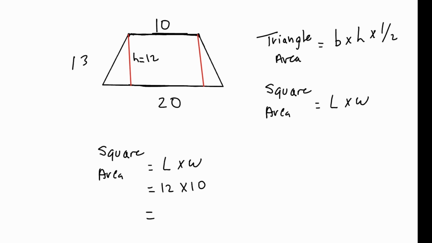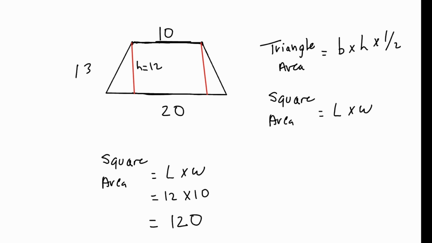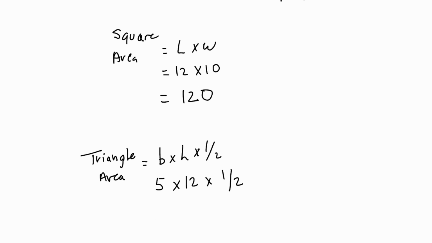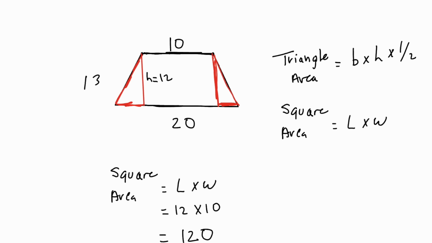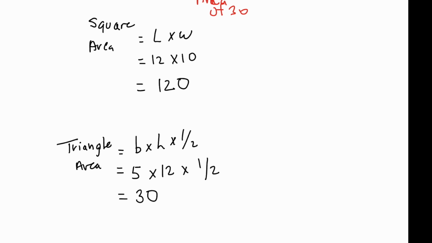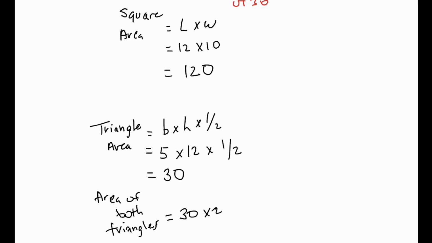Let's first solve for the area of the square. The area of the square is 12 times 10, which is the length and width respectively. The value will give us 120. The area of the triangle is 5 times 12 times 1/2. Since we have an isosceles trapezoid, the area of these triangles should be the same. So once we find the area of one of the triangles, we can simply multiply the value by 2. Then we will get an area of 30 for one triangle, and then multiply this value by 2 and get an area of 60 for both triangles.